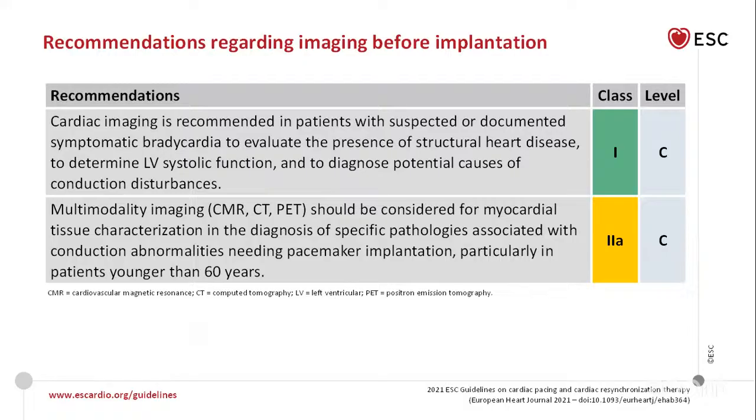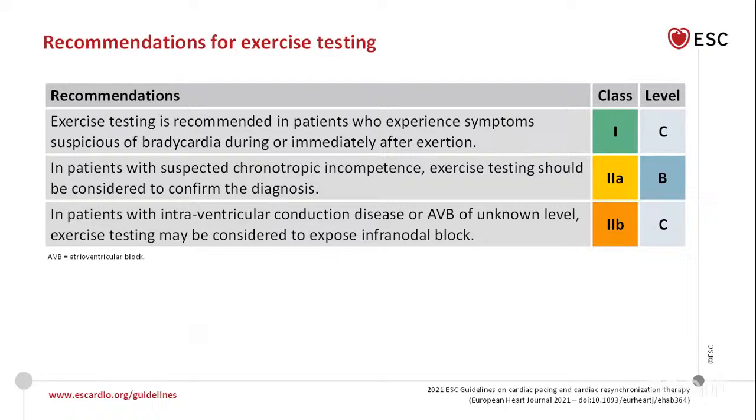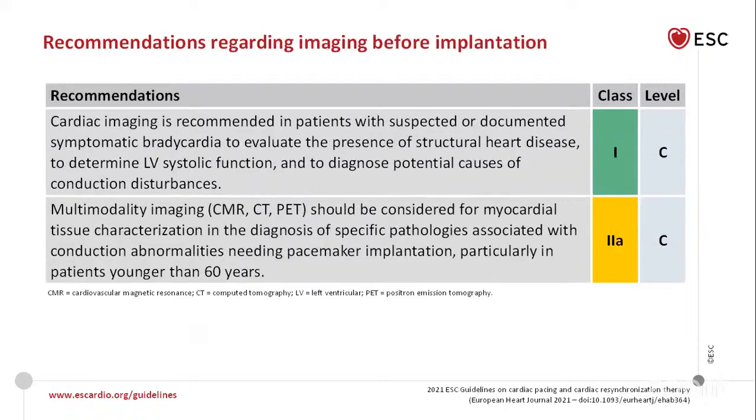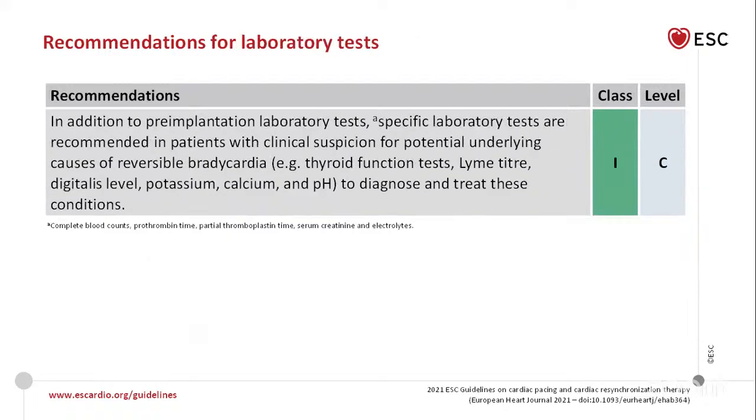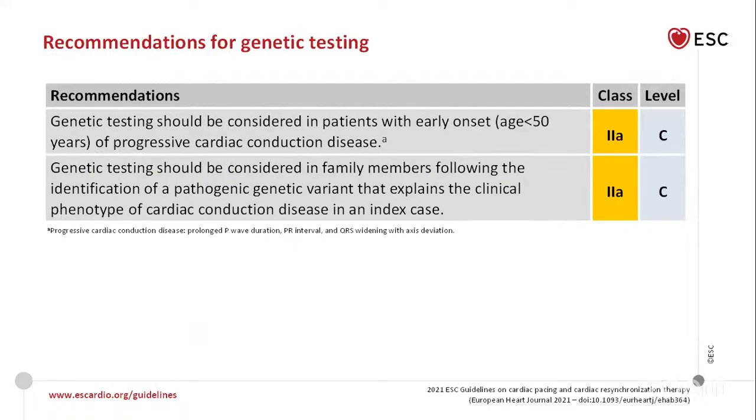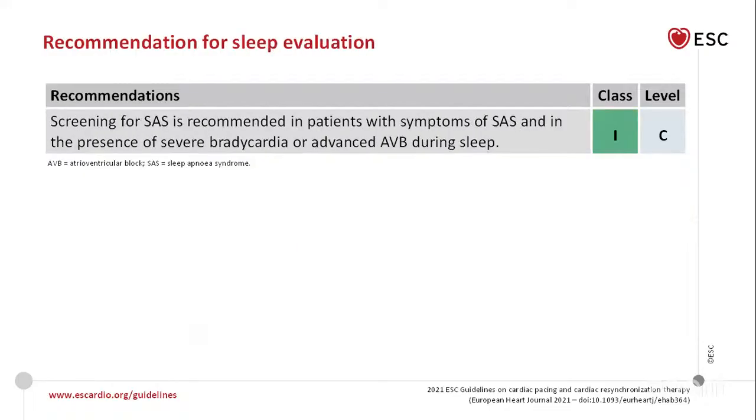So other imaging, MRI, CMR, now depends on the other underlying condition. And like I said, the laboratory test is very important. The thyroid function test, all the electrolytes you need to do. And if you have the ability to measure digoxin level or lithium titer to rule out other underlying cause or medication toxicity, you can also do that. And genetic testing where the facilities are available.